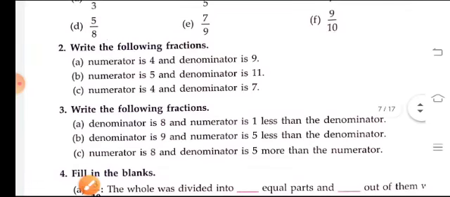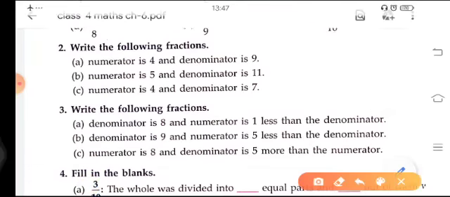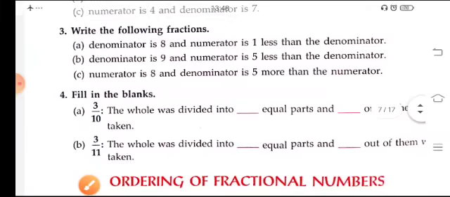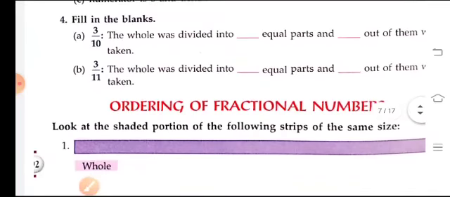Now question number 2, you have to write the fractions. Numerator is 4 and denominator is 5. So first we write numerator, then we make a sign of bar or vinculum, and then we write denominator. So our fraction will be 4 upon 9. So similarly you have to do the remaining questions of this exercise.